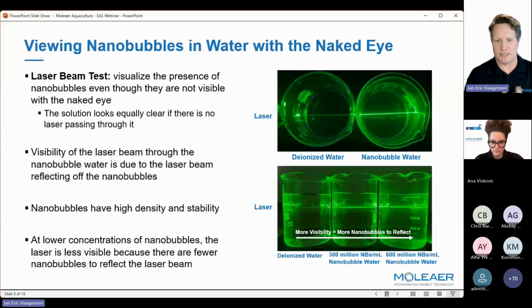As you can see in the bottom picture here, in the middle glass, 300 million nanobubbles per milliliter. And then the last one, 600 million nanobubbles per milliliter. A milliliter of water is less than a teaspoon of water. So it's actually very mind-boggling to understand the amount of nanoparticles that are actually present in these glasses of water.